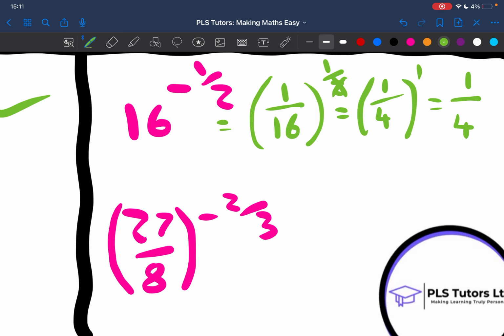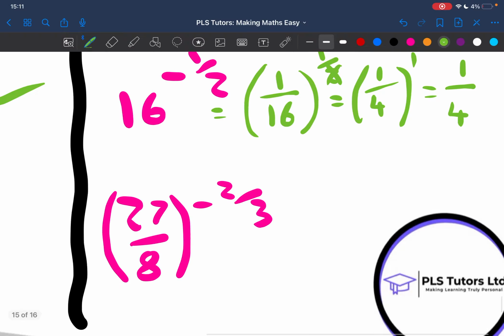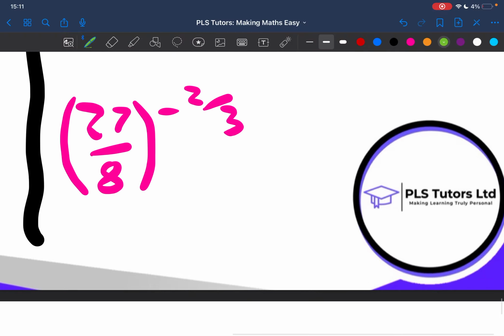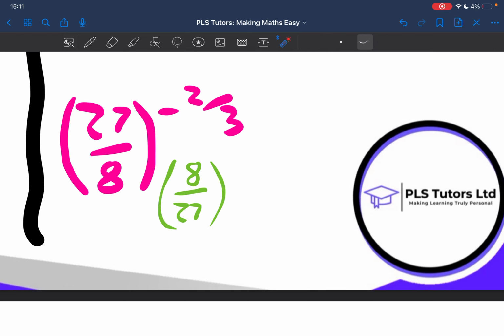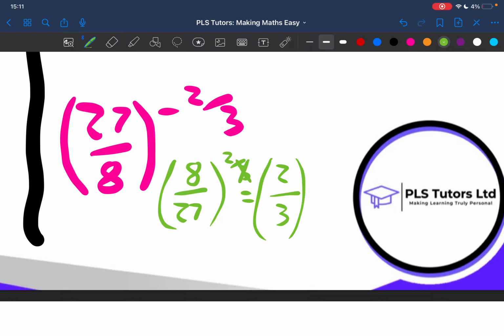Okay, for the last one. 27 over 8 to the power of minus 2 over 3. Get rid of the minus by flipping it to get 8 over 27. And that turns the negative 2 over 3 into a positive 2 over 3. We then cube root, because it's a 3 on the bottom. So a cube root of 8 is 2. Cube root of 27 is 3. Once again, that's got rid of this 3 here, but we still have the 2. 2 squared is 4. 3 squared is 9.